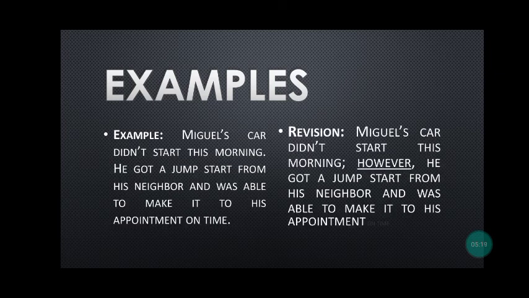Another example, Miguel's car didn't start this morning. He got a jump start from his neighbor and was able to make it to his appointment on time. We can revise it like this. Miguel's car didn't start this morning. However, he got a jump start from his neighbor and was able to make it to his appointment. Indeed, in fact: similar to the word and, but there is a closer relationship to the first part of the sentence and it extends the information in the first part of the sentence.